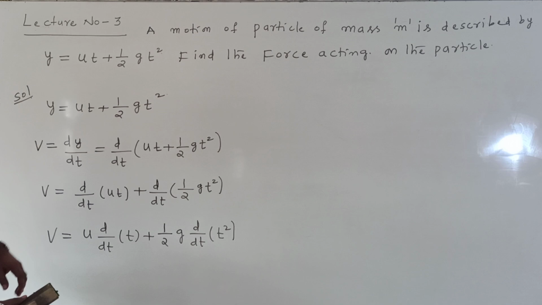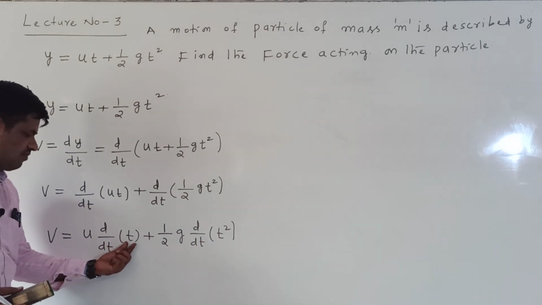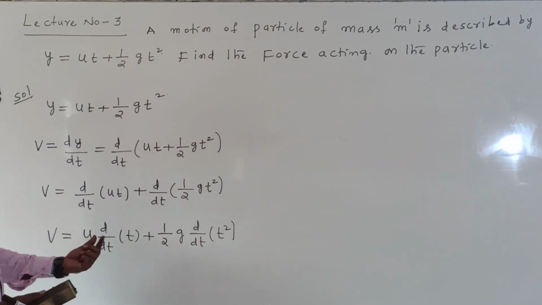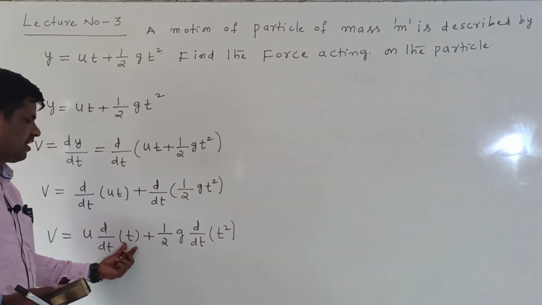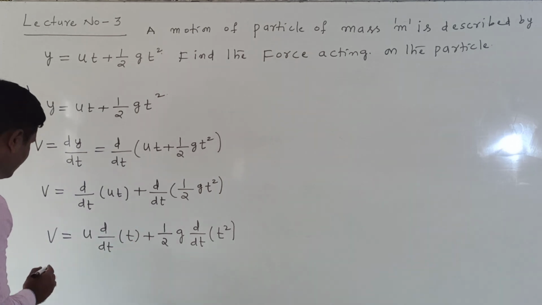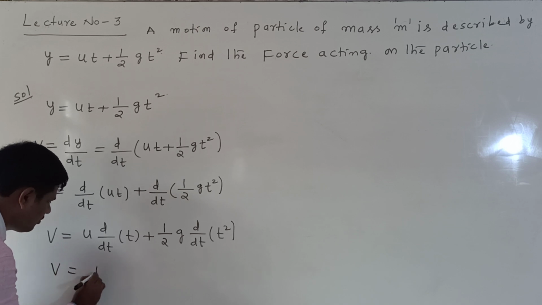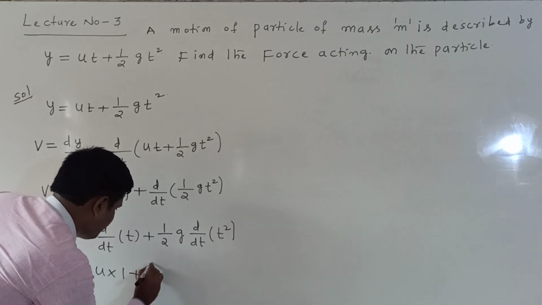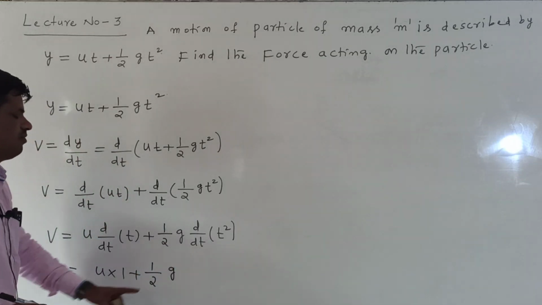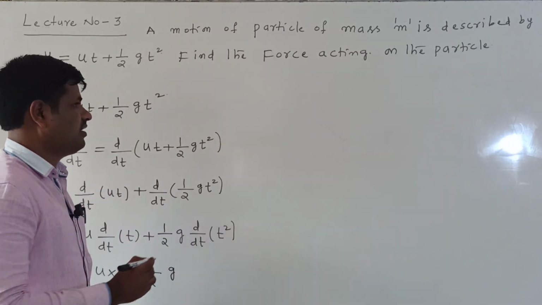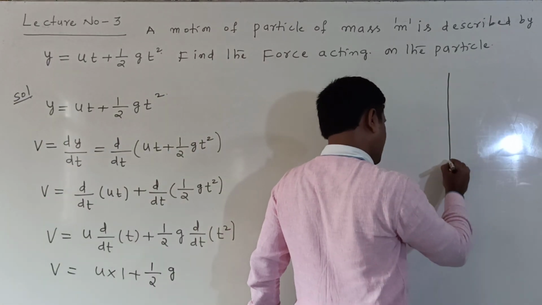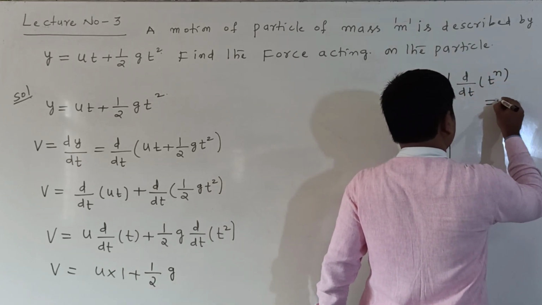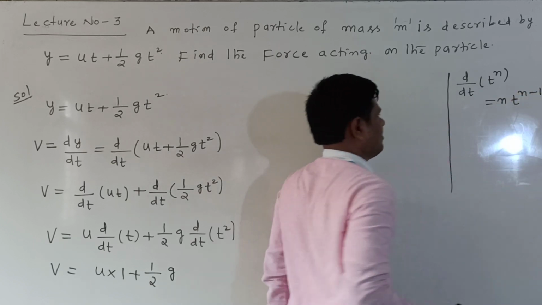Differentiation of t with respect to t is equal to 1, just as differentiation of x with respect to x is 1. So we are getting v equal to u into 1 plus half g into the differentiation of t square. How do we find the differentiation of t square? We know the general formula: d by dt of t power n is equal to n into t power n minus 1.